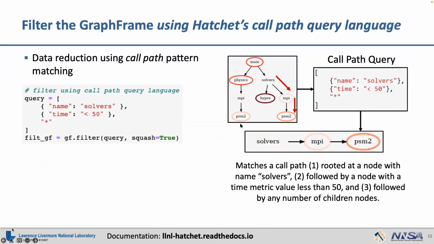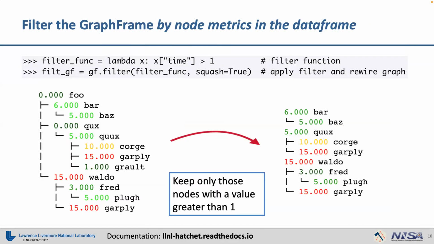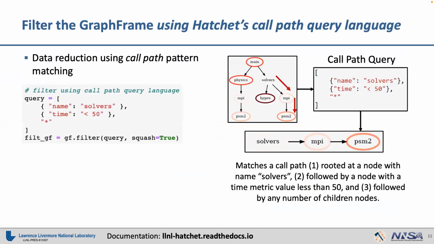You can also look for specific patterns in your graph using Hatchet's query language. The query language was designed to enable users to filter their graph frames based on the relational parent and child relationship that we provide on the graph structure. Whereas the previous example was just on a metric value, irregardless of where it fell in the graph, the call path query language allows you to take all of that into account. We're going to walk through this example here very briefly.